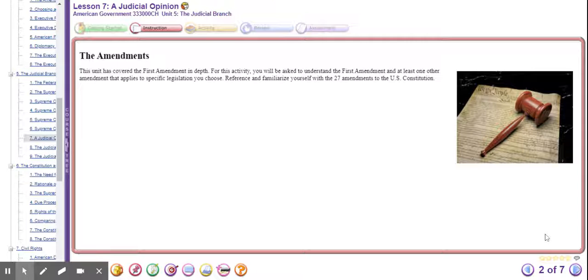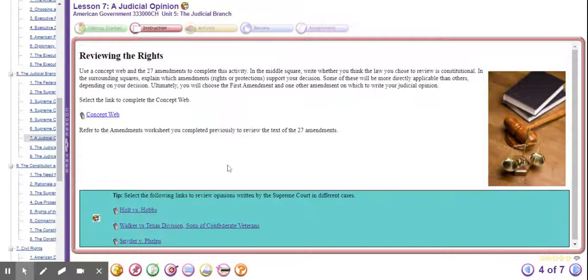Okay, and it says to go and take a look at the amendments because that's going to help you in formulating your opinion. I'll let you do that on your own. Okay. Reviewing the rights. Use a concept web and the 27 amendments to complete this activity. In the middle square, write whether you think the law you chose to review is constitutional. In the surrounding squares, explain which amendments, rights, or protections support your decision. Some of these will be more directly applicable than others, depending on your decision. Ultimately, you will choose the First Amendment and one other amendment on which you write your judicial opinion. Again, you're not going to actually write this, but they use the Constitution, they use these amendments to justify how they rule in certain cases.